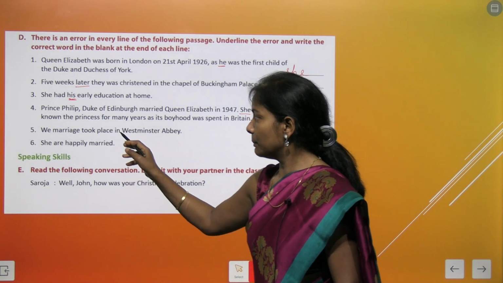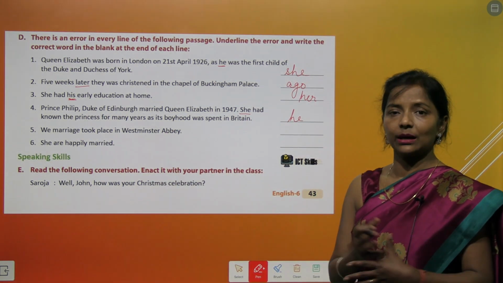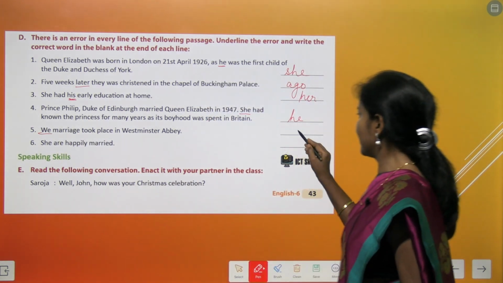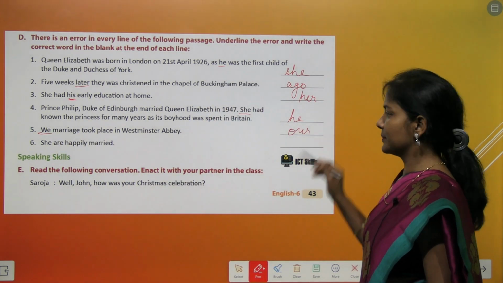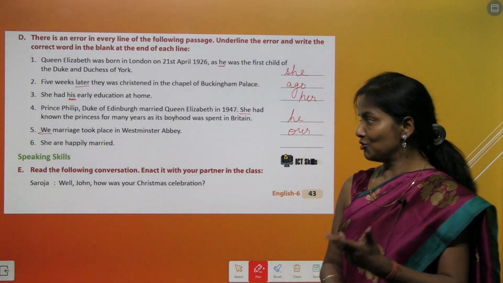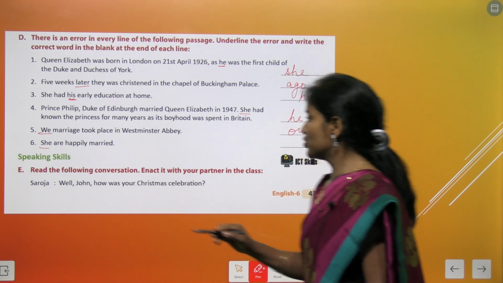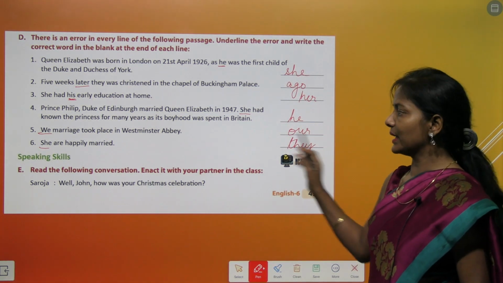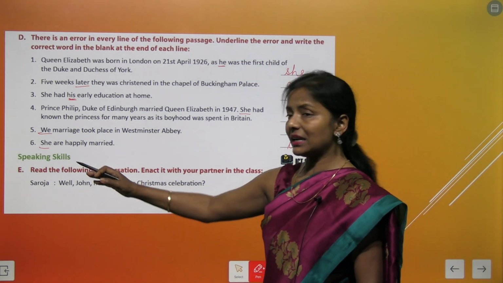Marriage took place in Westminster's Abbey. Marriage? No. This is wrong. Our marriage. O-U-R. She are happily married. No. This is an error. She is an error. We'll write they instead of she. They are happily married.